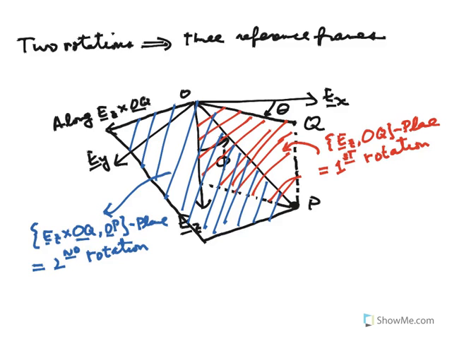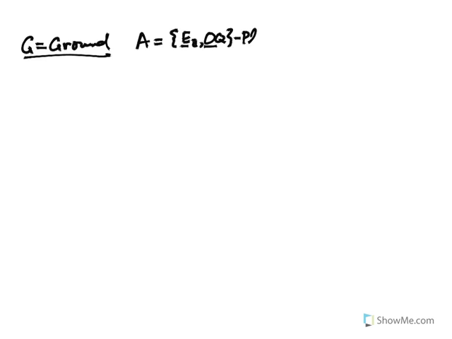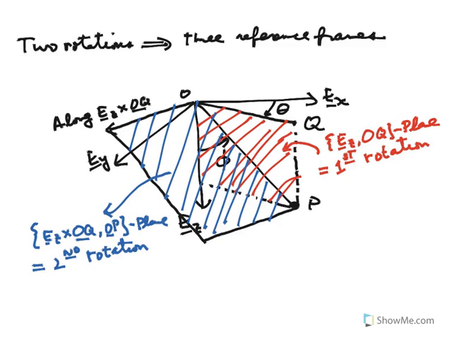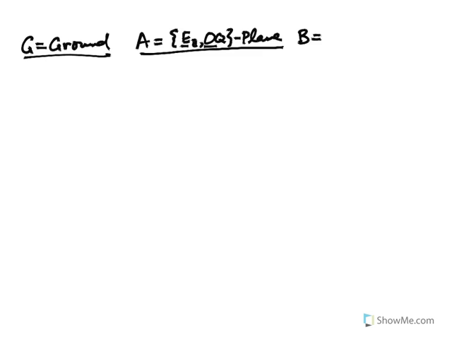So now we can start to set up the reference frames. So G is equal to the ground, and then A is equal to the EZ OQ plane, and then B is equal to, now remember what I called it, I called it the EZ cross OQ and the OP plane. So this is EZ crossed with OQ and OP plane.